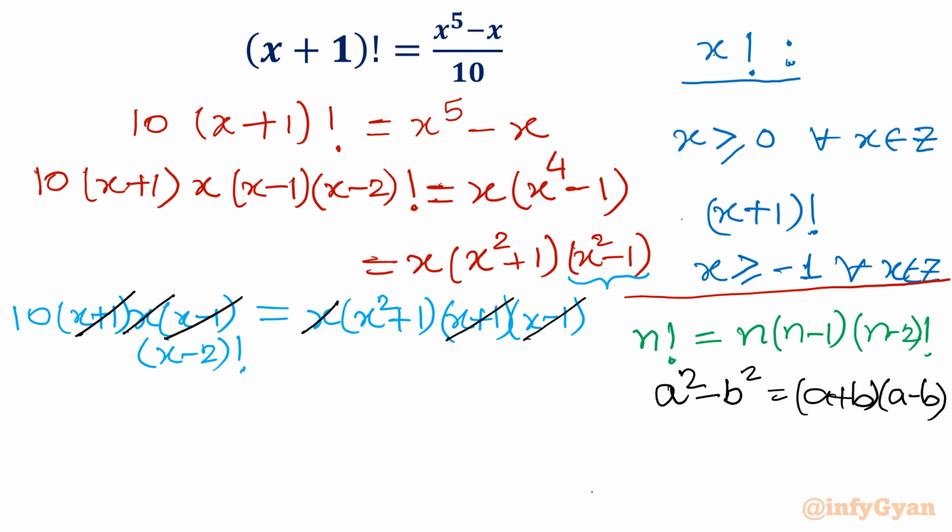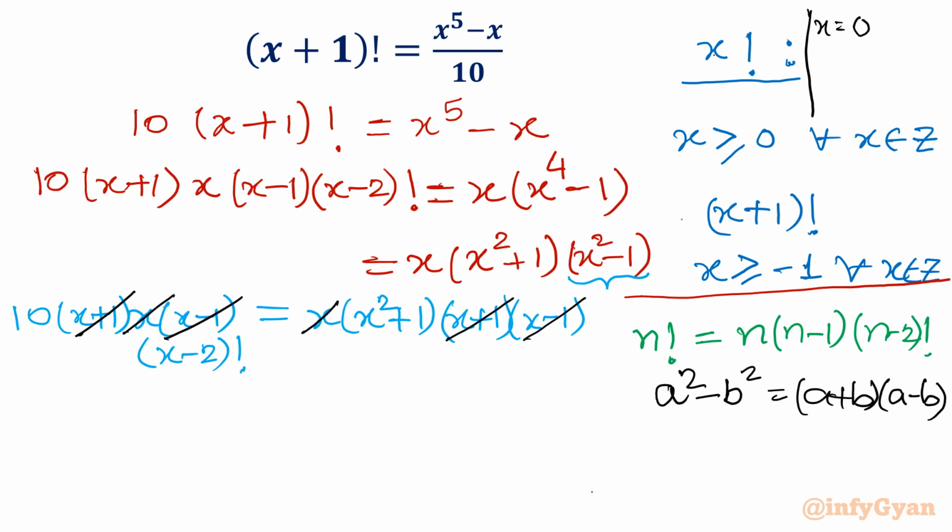If you want to check, you can check x equal to 0. If I am putting x equal to 0, then it will become 1 factorial on the left and 0 over 10 on the right. So 1 factorial is 1, the right hand side is 0, so it cannot be. Now x equal to 1. So 2 factorial is the LHS, that means 2, and the right hand side we are still getting 0. So it is not matching.